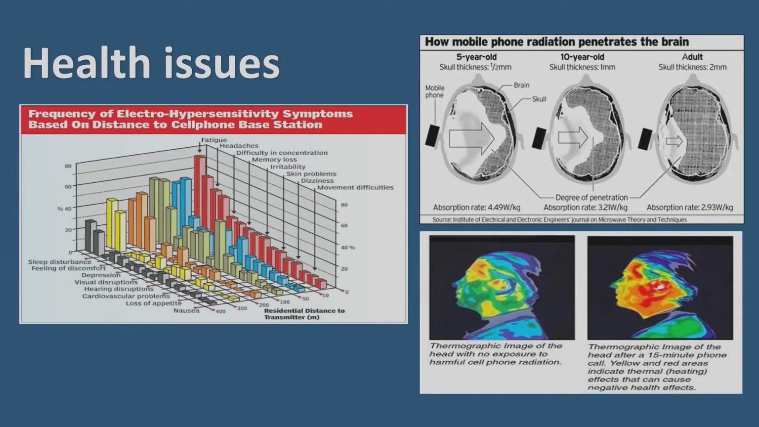According to the graph here, the nearer the residential distance to the cell phone base station, the higher the health issues like fatigue, headaches, difficulty in concentration, memory loss, and so on. From the figure, we can see that using a cell phone for 15 minutes has increased the temperature of the body.